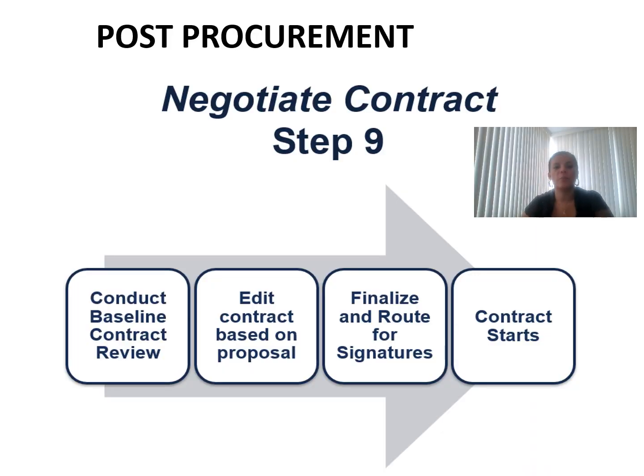Then step number 9, this is the post-procurement. It's composed of 4 phases: baseline contract review, edit contract based on proposal, finalize and route for signatures, and then the contract starts.